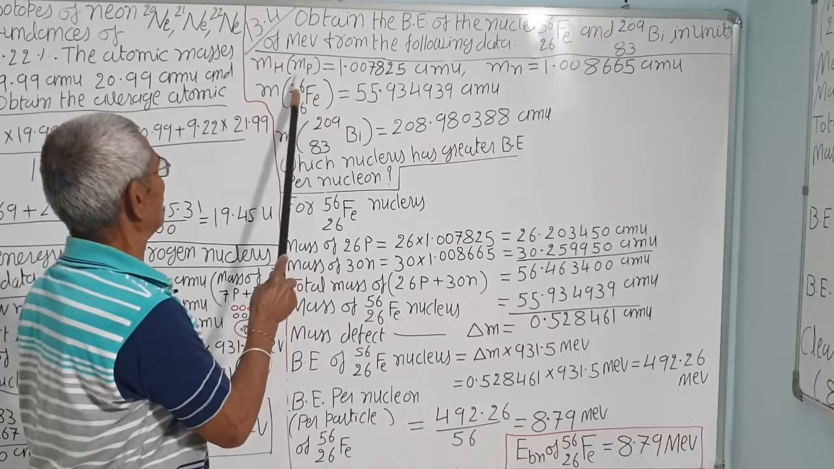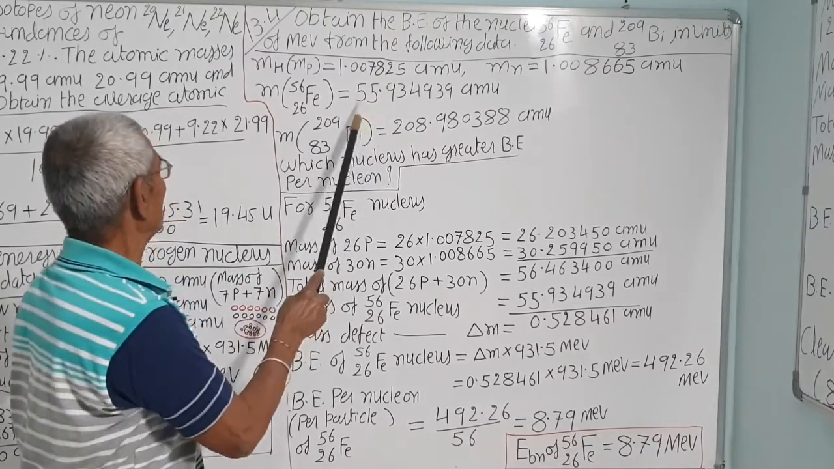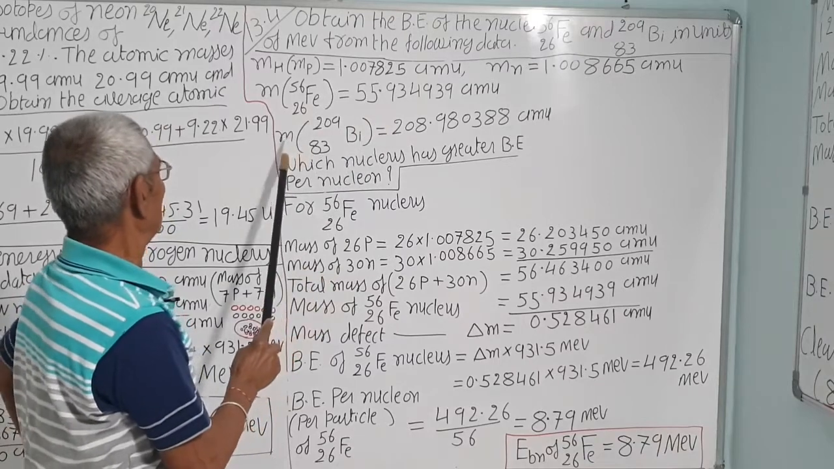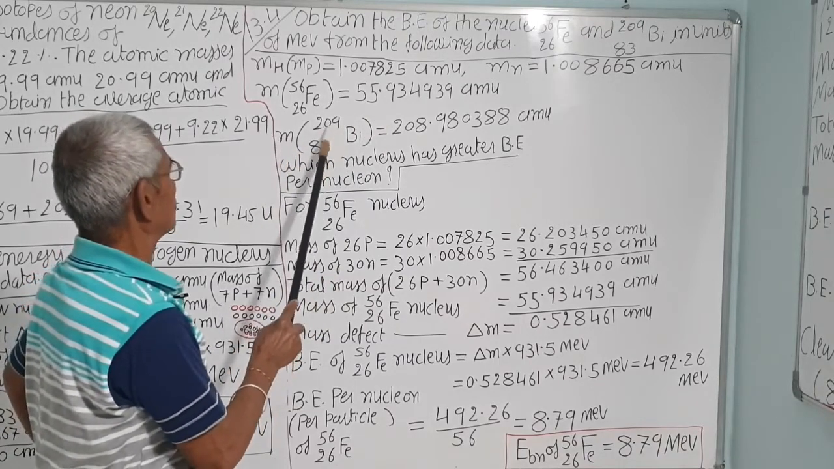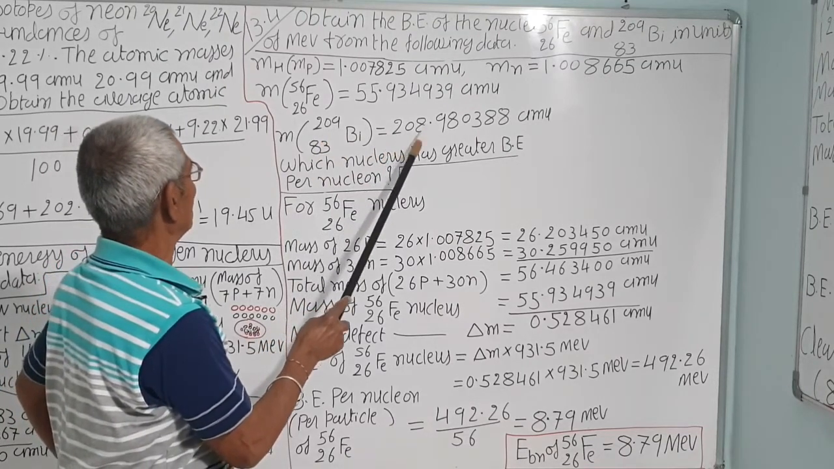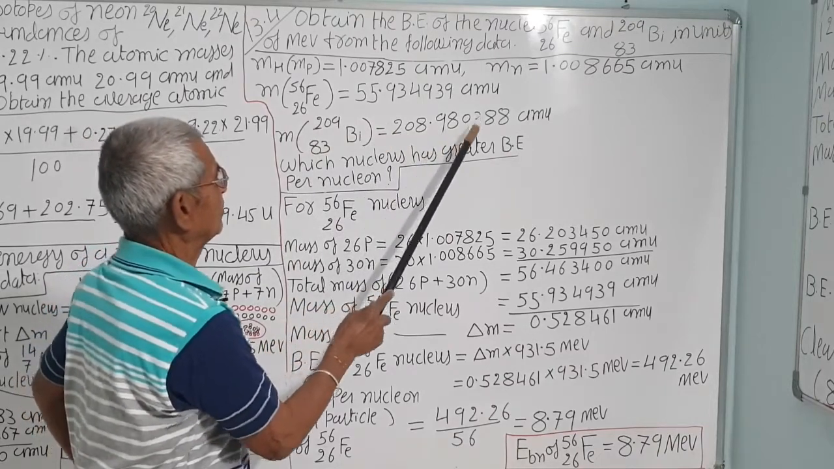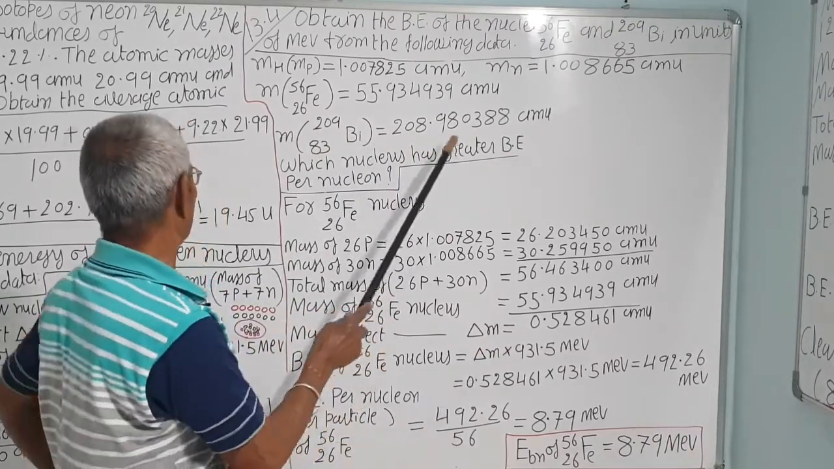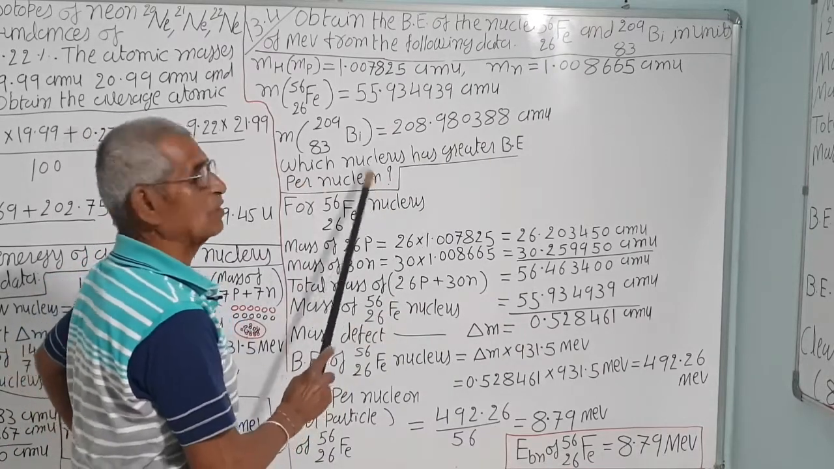It will be round about 56. This is roughly equal to 56, but not exactly 56, correct? Now the mass of the bismuth, 83209, that is given. Atomic mass of the bismuth atom is roughly 209, 208.980388 atomic mass unit. Which nucleus has a greater binding energy per nucleon?